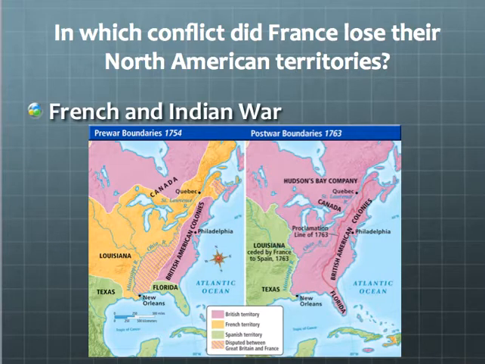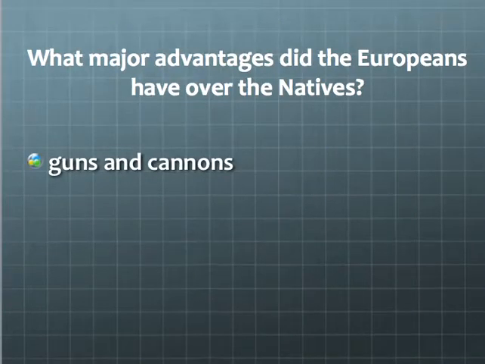In which conflict did France lose their North American territories? The French and Indian War, which is also part of the Seven Years' War, which we will get back to in upcoming chapters. Okay, but this map shows you a major change from most of the United States being owned by Spain and France, and only a little bit of England, to England owning like half. Okay, but if you also look at these years here, 1763 is when that war ends, and our American Revolution is going to start in 1776, so we're backing right up to that. What major advantages did the Europeans have over the natives?